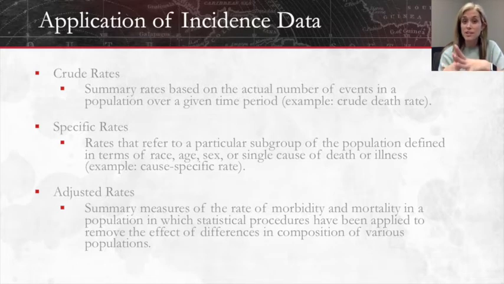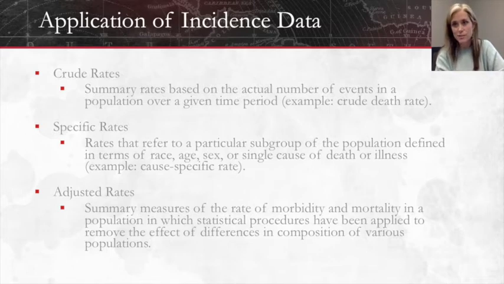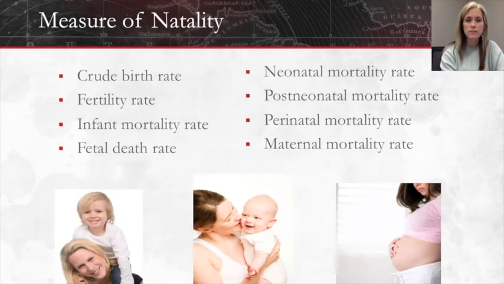But then there are adjusted rates. And if you spend any time in the public health literature, on CDC's website, you know that adjusted rates are used a lot. But have you ever thought about, well, what are adjusted rates? What does that actually mean? Well, adjusted rates are just summary measures of the rates of morbidity, sickness, and mortality, death, in a population in which a statistical procedure has been applied in order to remove the effects of differences in populations with various compositions. And we'll talk more about each one of these.